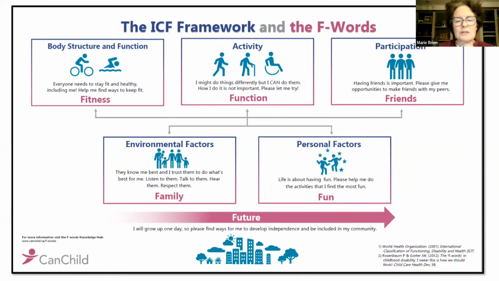And you will also note that at the bottom, there is an arrow that goes through, which says future. And future is that one day the child will grow up and wants to develop independence and inclusion. So it is also what their long-term goals are. So we can always find more short-term goals and their long-term goals in terms of their future desires, what they would like to do in the future. That becomes that bottom arrow for both the children and the adolescent or adult.